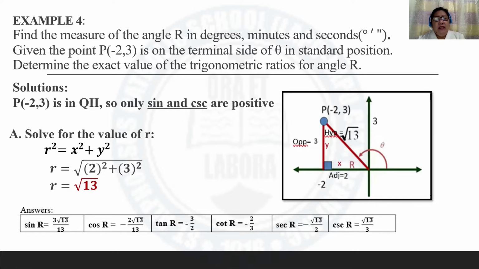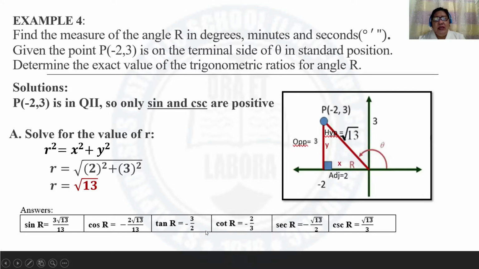So sine R is opposite over hypotenuse. The opposite is 3 and the hypotenuse is square root of 13. And you have to simplify 3 over square root of 13 by rationalizing the denominator. Therefore, the simplified value of sine R is 3 square root of 13 over 13. For cosine R, you have negative 2 square root of 13 over 13. Tan R is equal to negative 3 over 2.